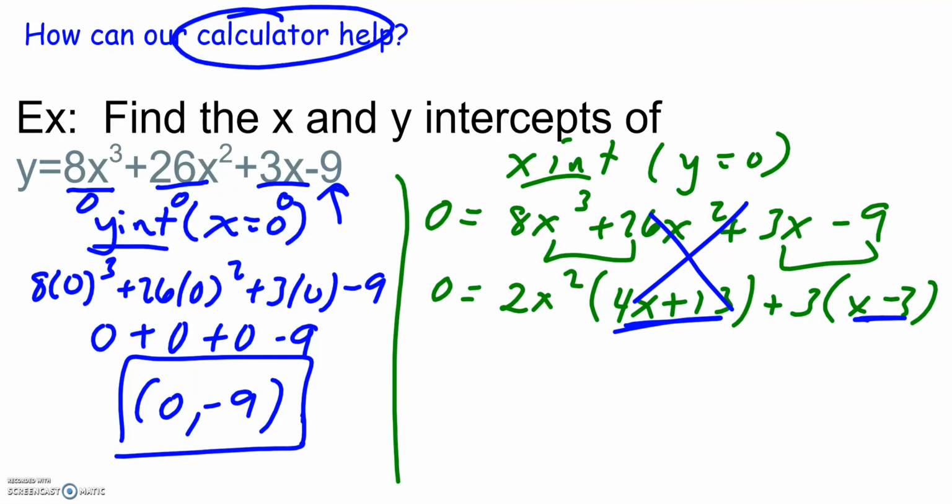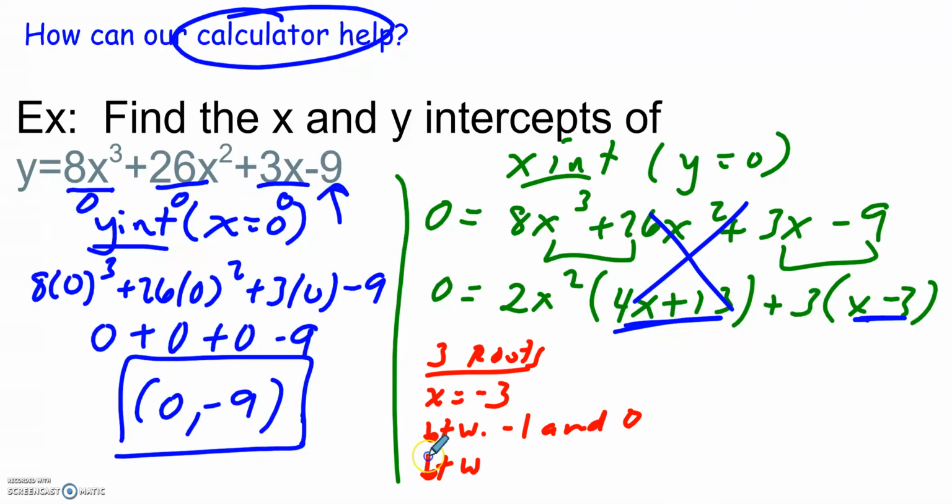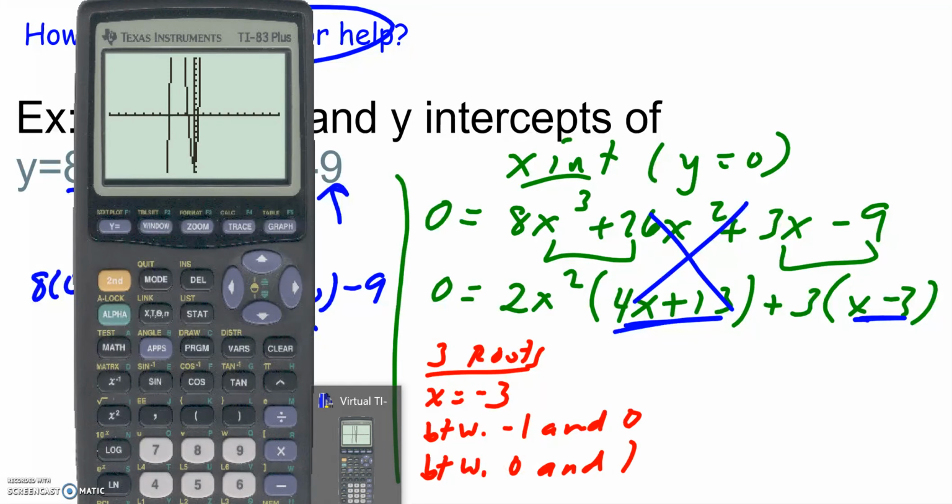So I'm going to write that down. My 3 roots, it looks like one of them was exactly at negative 3, one of them was between negative 1 and 0, and one of them looked like it was between 0 and 1. Let me just take a look again just to make sure. Yes.